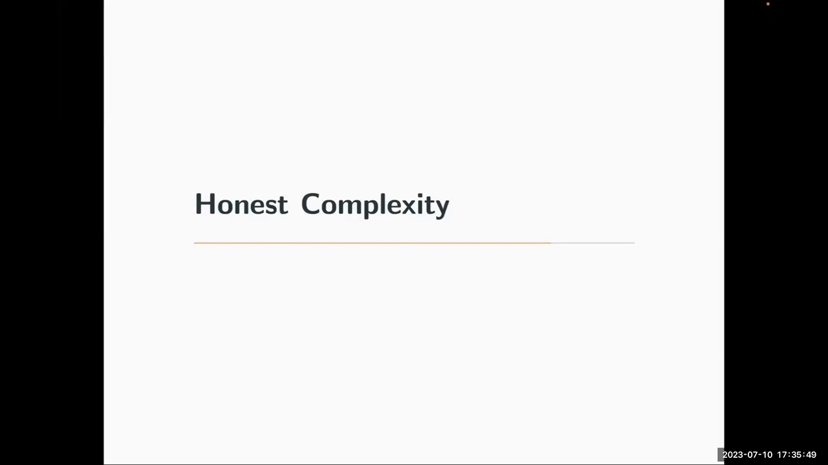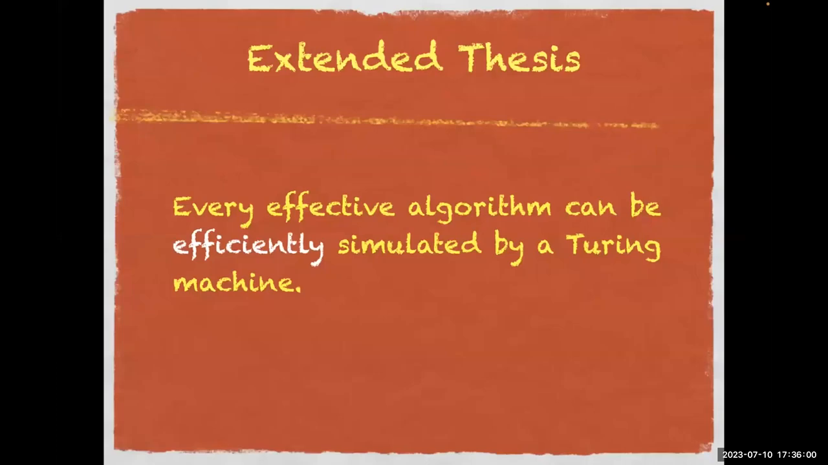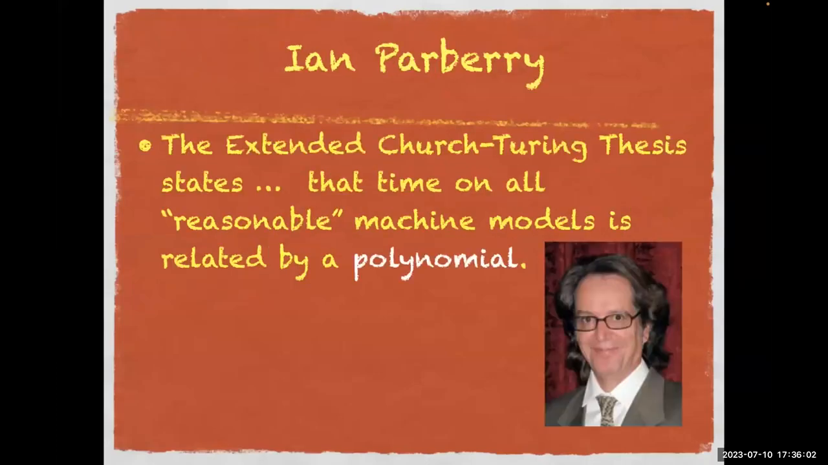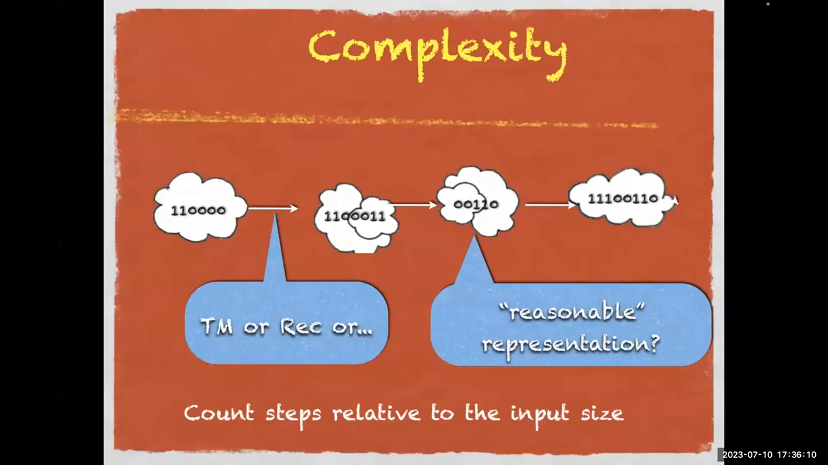And I don't have time to talk about complexity, but it's the same thing. The extended Turing thesis is that Turing machines can polynomially simulate anything, or in particular that a RAM perhaps can linearly simulate anything, which we can prove using this abstract approach. So any effective algorithm that satisfies the postulates that we had about half an hour ago can be simulated with minimal overhead by a RAM.